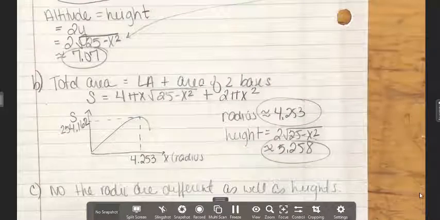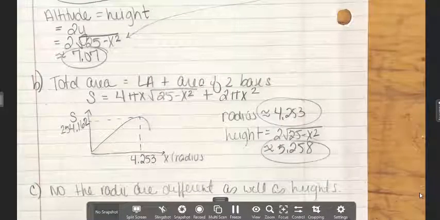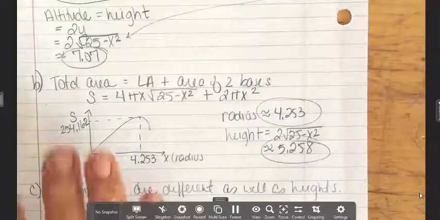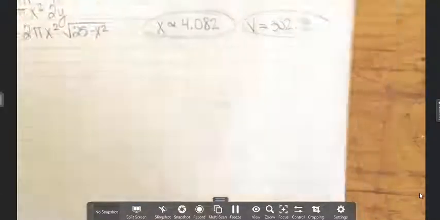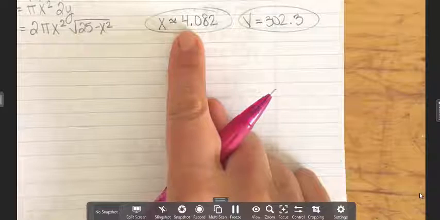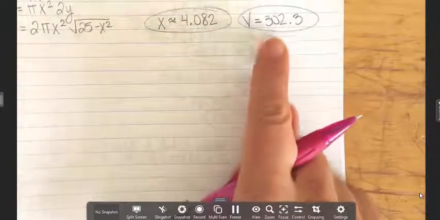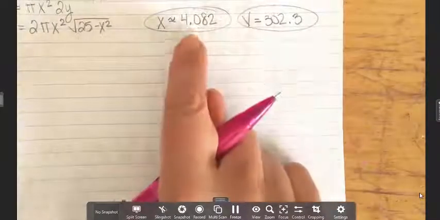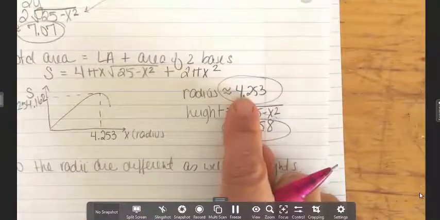Does the cylinder with maximum total area also have maximum volume as found in problem 15? If we go back to problem 15, that one had a radius of 4.082. This one was 4.253. So note, different radii.